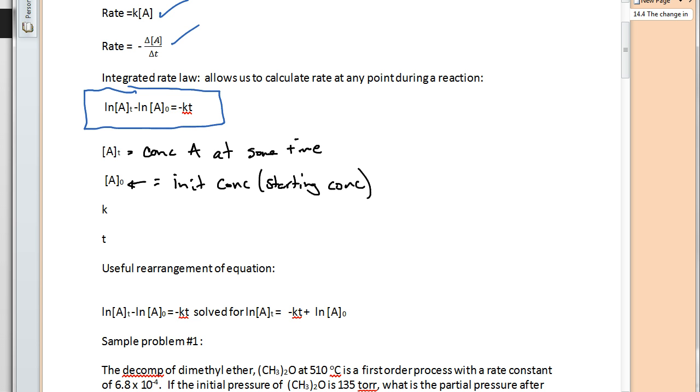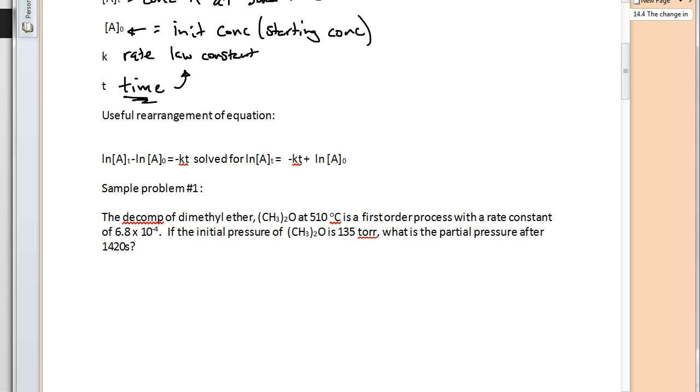k, we know, is the rate law constant. And t is time. And we want to make sure that our time matches the rate law constant time. And we'll see that more coming up. But if our rate law constant is in seconds to the negative first, and our time is in minutes, we need to convert minutes to seconds so everything cancels out nice and neat. So we'll get into that. Just taking this equation again, this is the equation as it's given to us on the equation sheet in the back of our periodic table. It's provided for you on the AP test.